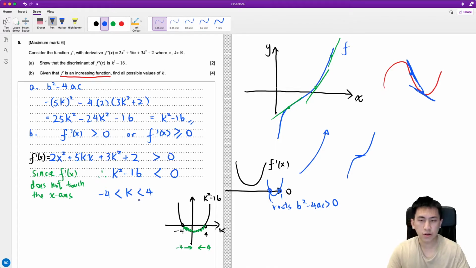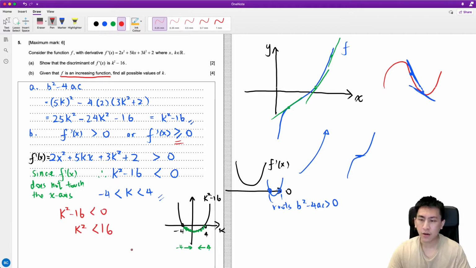Exclusive, does not include 4 and minus 4 because we are not using the equal. We are not using this one here, right? So we will keep the exclusive. So that will be it, right? And this is the way how you solve quadratic inequalities. I'm not going to go over too much about it here because you should know this by now. The way to do it mathematically is also okay. What I mean by that is you can do k squared minus 16 smaller than 0, and k squared has to be smaller than 16.